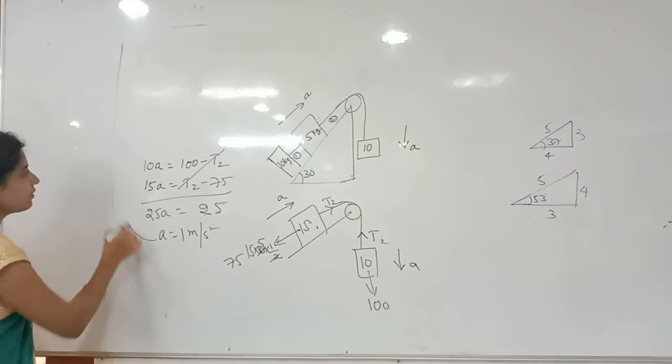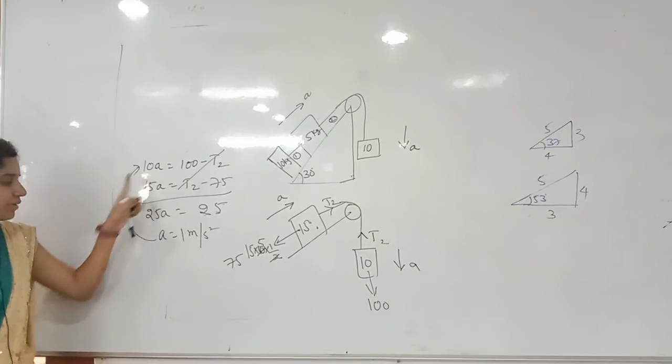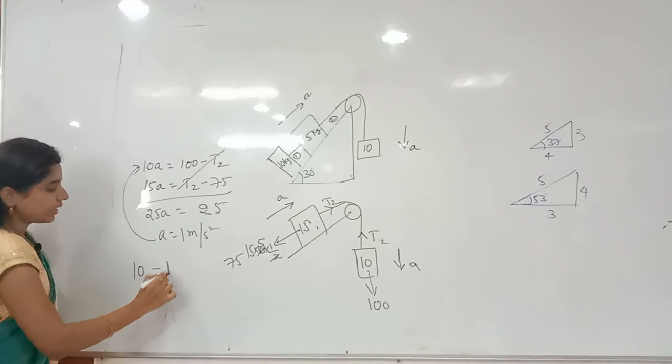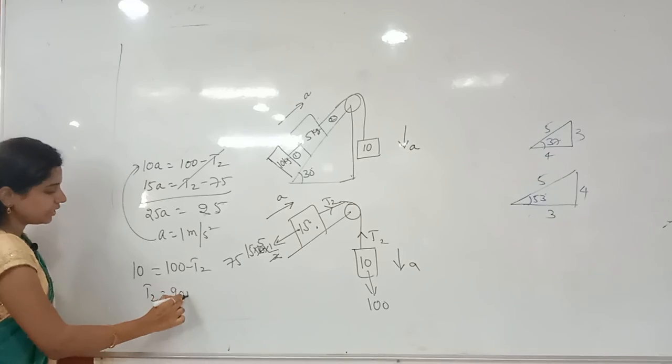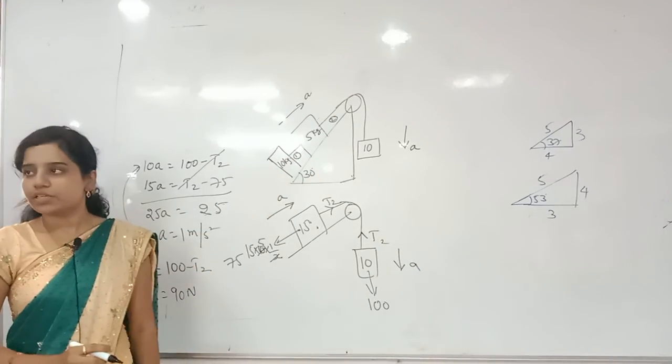Substitute in any one of the equations. If we substitute in the first equation, there will be no problem. So what will we get here? 10 into 1 equals 100 minus T2. Then T2 equals how much? 90 newtons. Now finding T1 is different.